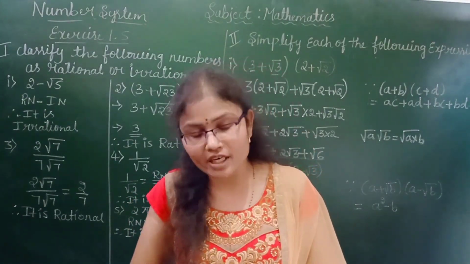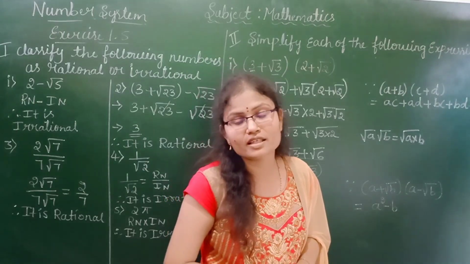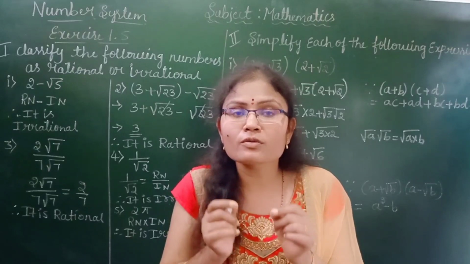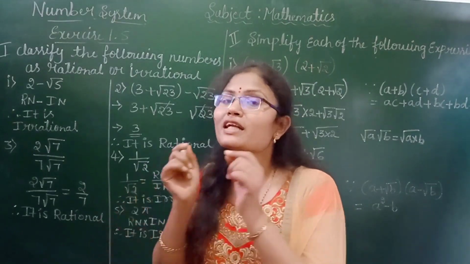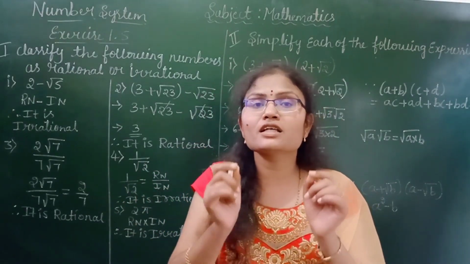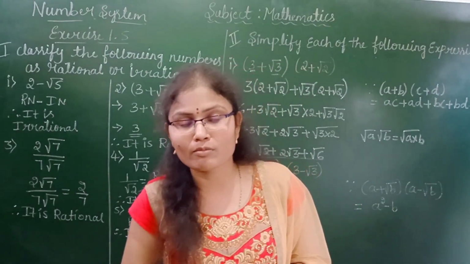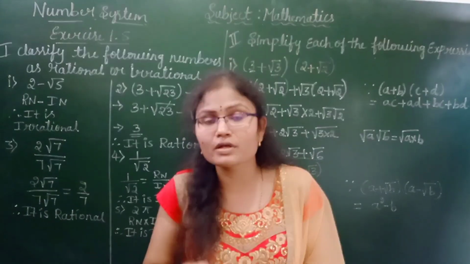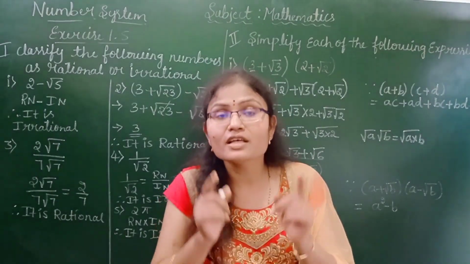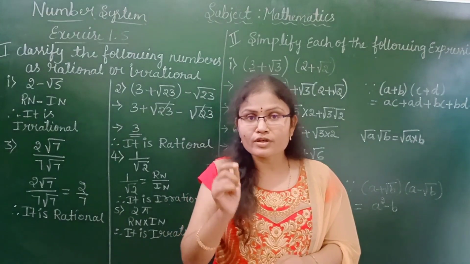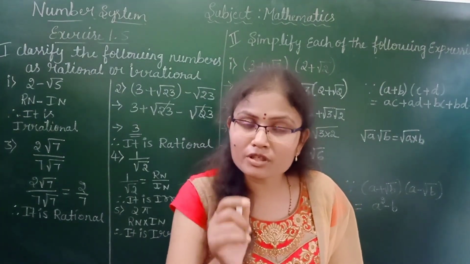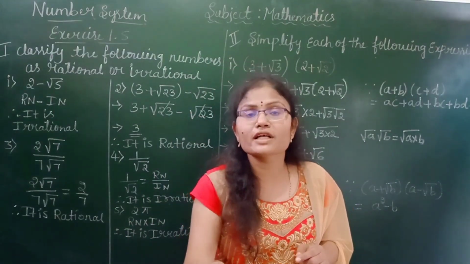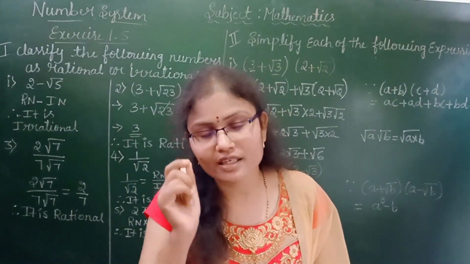Then how are we going to identify whether the given number is rational or irrational? We have learnt in operations on real numbers that when you perform a fundamental operation between a rational and a rational number, the result you get is a rational number. When you perform a fundamental operation between a rational and an irrational number, the result is an irrational number. When you perform a fundamental operation between an irrational number and an irrational number, the result is either a rational number or an irrational number.